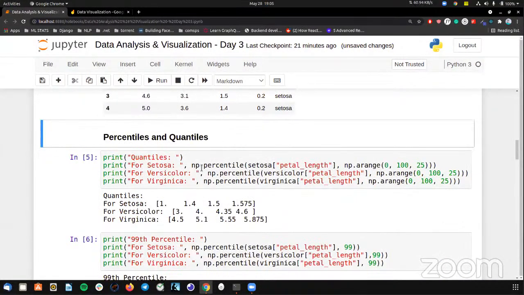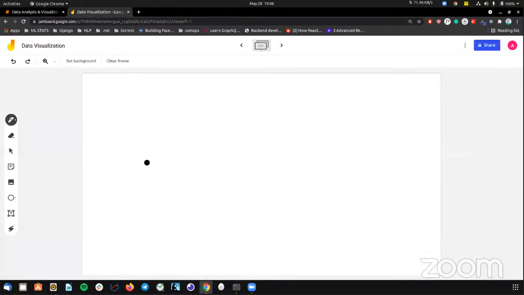Now comes the part on percentiles and quantiles. It's quite easy, but quite powerful: just by looking at percentiles and quantiles, you can tell what percentage of data falls in what range. Let me make this somewhat mathematically intuitive. Let's do it.